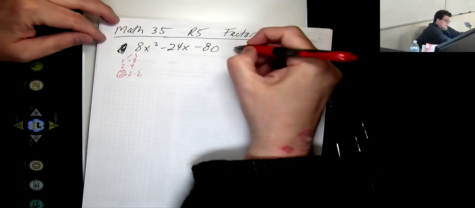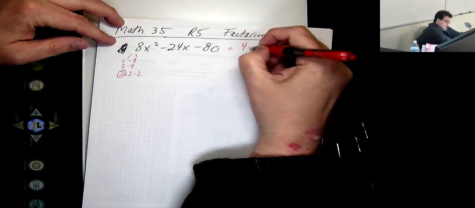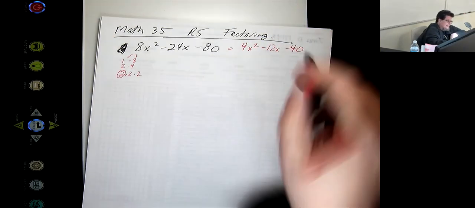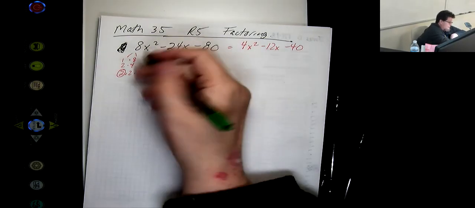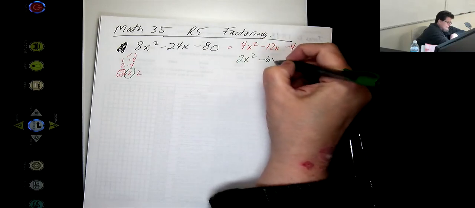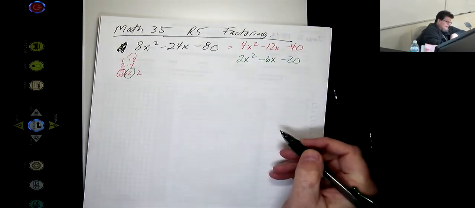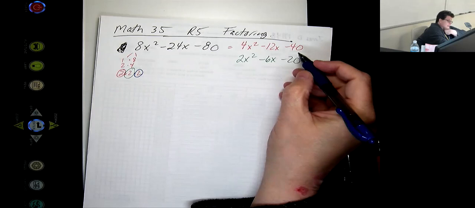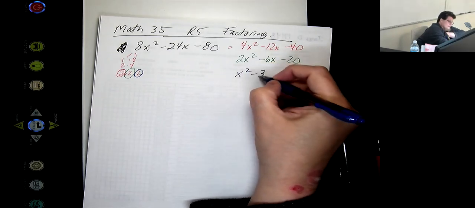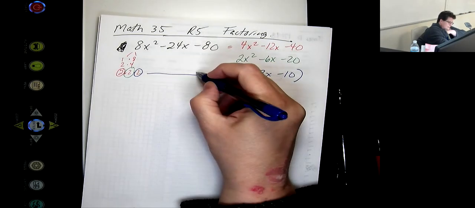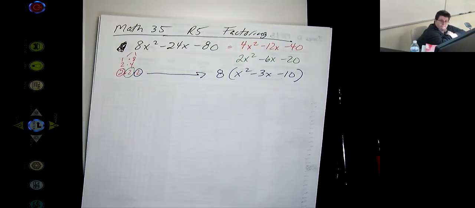Let's check. If I take out a 2, what do I have? I've got 4x squared minus 12x minus 40. Those are all even also, so I could take out another 2. If I take out another 2, I have 2x squared minus 6x minus 20. I've got another 2 I can take out. I can take out all 8, leaving x squared minus 3x minus 10. And outside goes my 2 times 2 times 2, which is 8. Or you can do that table that we talked about on Tuesday.